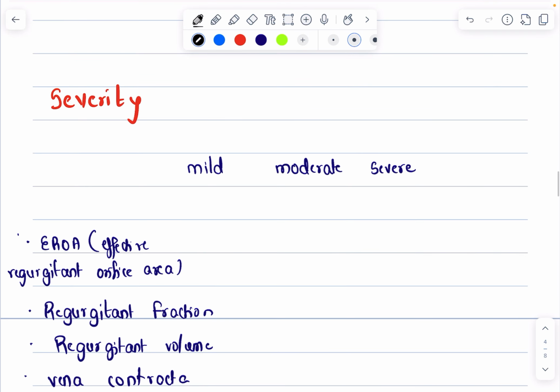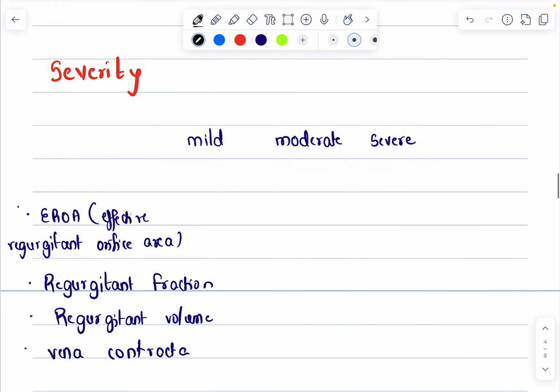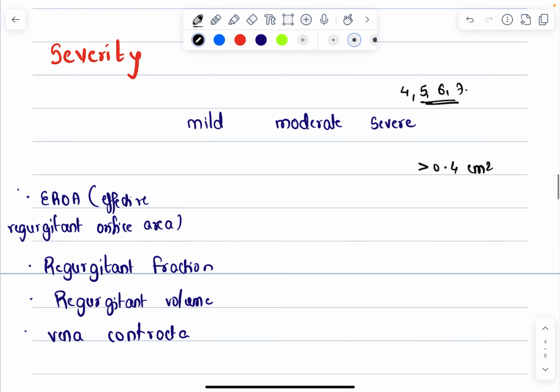Now talking about the severity of mitral regurgitation. Here also you should only remember the severe MR, and how I used to remember is, you should remember 4, 5, 6 and 7. In severe MR, the effective regurgitant orifice area is more than 0.4 centimeter square, the regurgitant fraction is more than 50%, the regurgitant volume is more than 60 ml, and the vena contracta in case of MR is more than 0.7 centimeter. So this is how you can remember the severe MR.